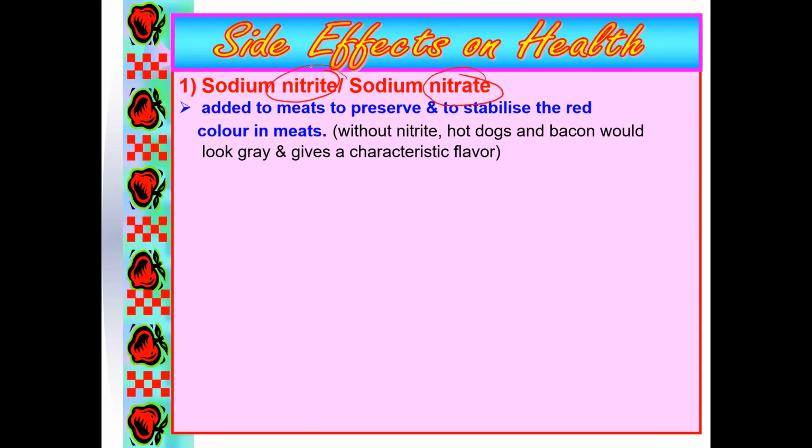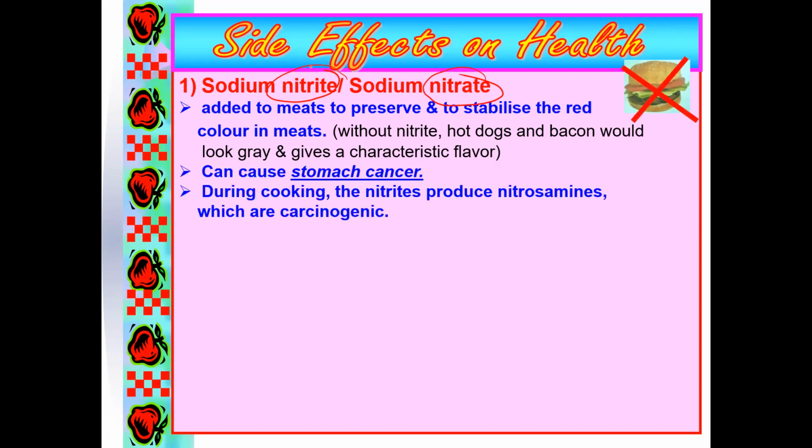Because you add sodium nitrate and sodium nitrite, that's why they have color. Why is it bad? They can give you stomach cancer, because when you cook it, the nitrates give you nitrosamines. Nitrosamines are carcinogenic. Carcinogenic gives you cancer. So now you know. Now you know why these days people are dying more of cancer, and in those days not as much.